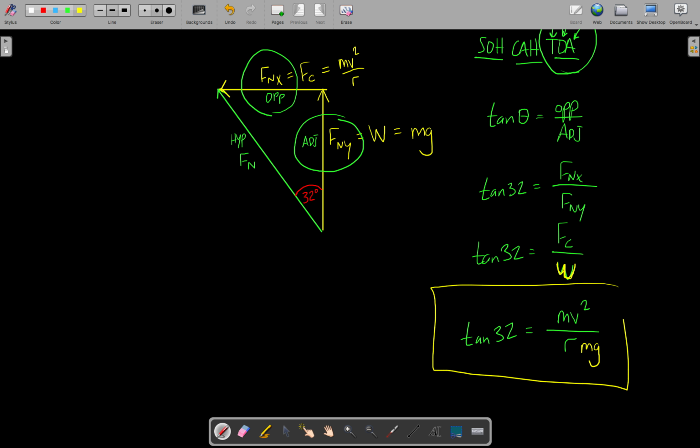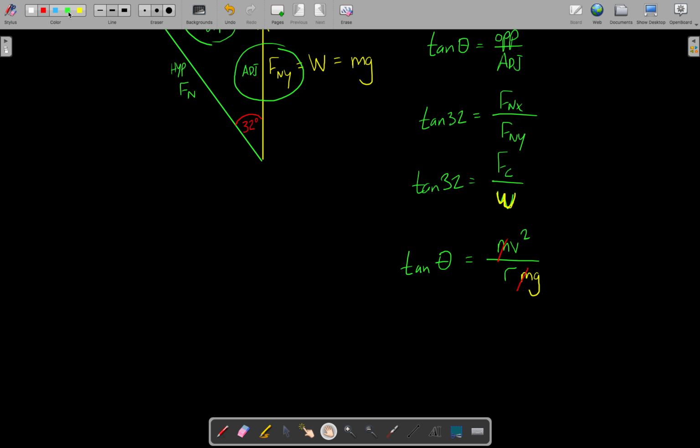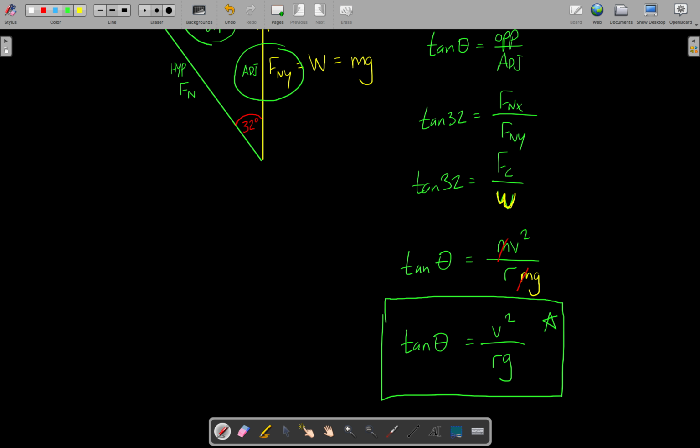Now you have this equation. Tangent theta, let me just say theta instead of 32. We'll plug in the 32 a little bit later. Tangent theta is equivalent to mass times velocity squared divided by radius times mass times gravity. You'll notice that algebraically, the mass will cancel out. And what you've just done was you've simplified the equation to this. Tangent theta equals velocity squared divided by radius times gravity. And what you've just put together is the equation for banked curves.